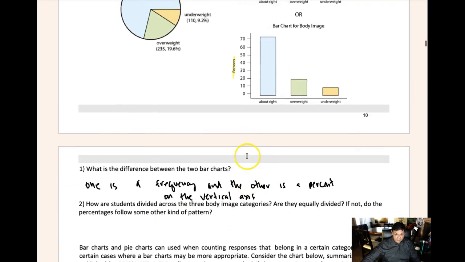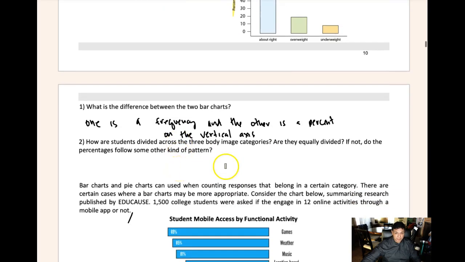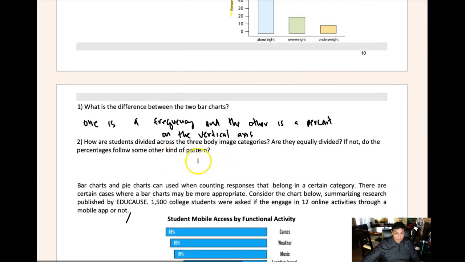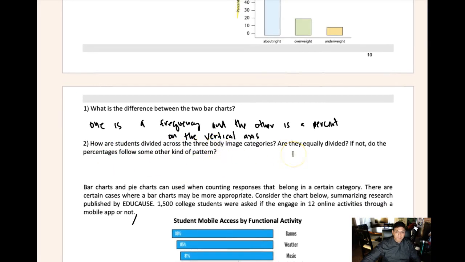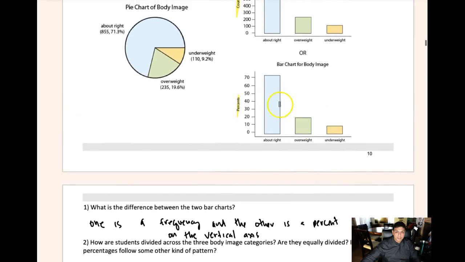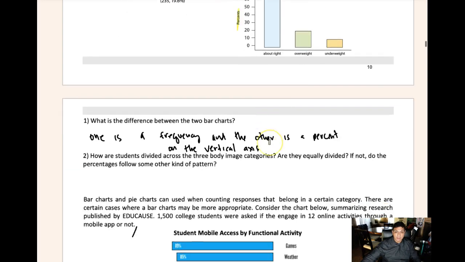The vertical axes are different. And then how would you describe the three body categories? Are they equally divided? They're not. You can see this one here is a lot more. About right is a lot larger than these other two categories.